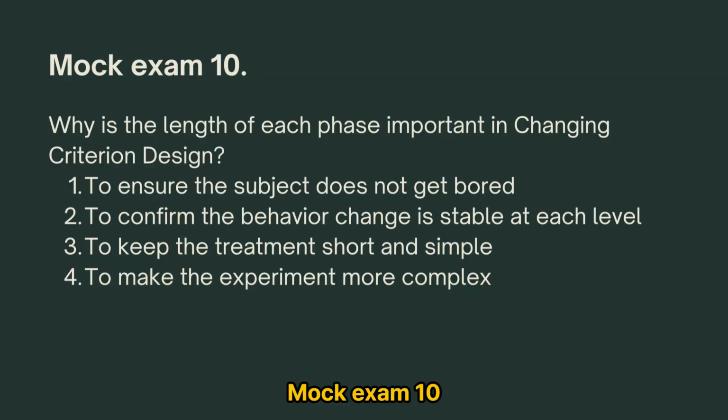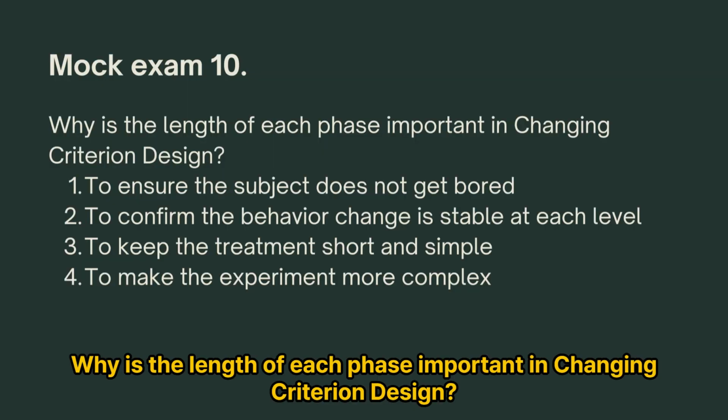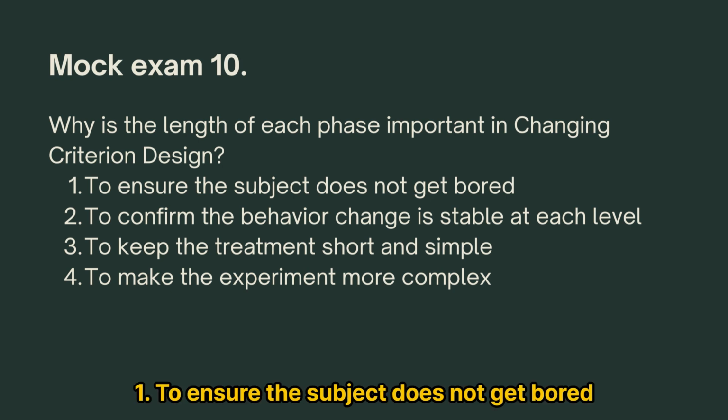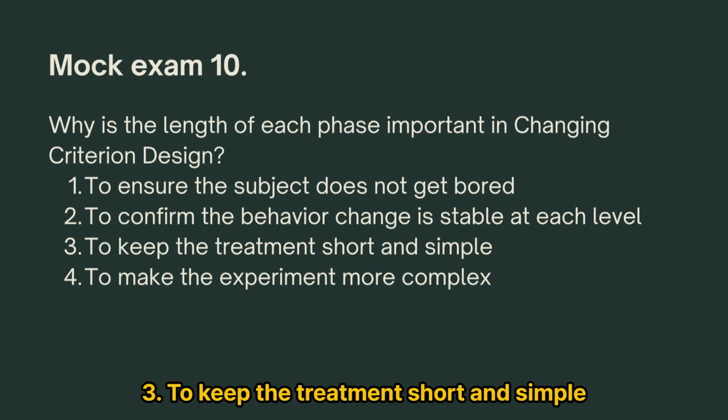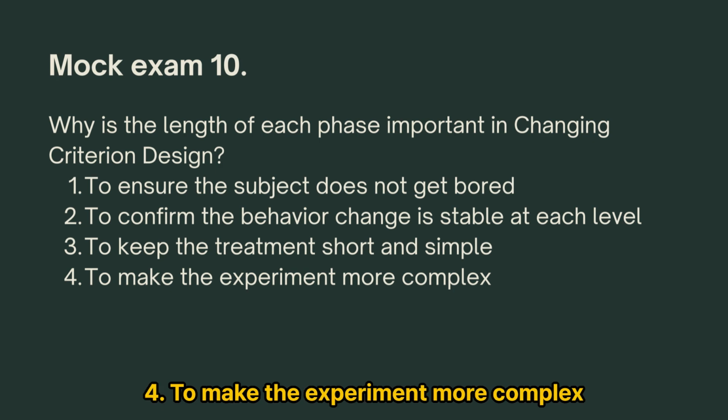Mock Exam 10. Why is the length of each phase important in changing criterion design? 1. To ensure the subject does not get bored. 2. To confirm the behavior change is stable at each level. 3. To keep the treatment short and simple. 4. To make the experiment more complex.